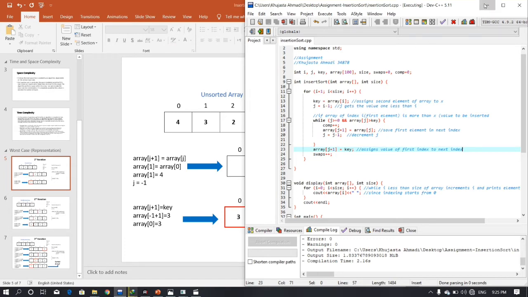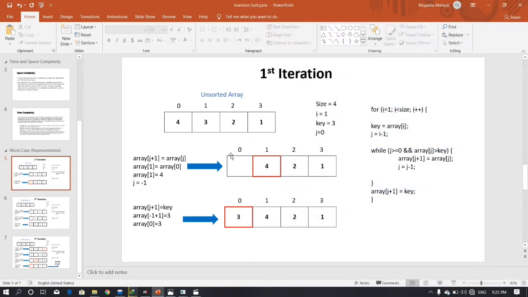So to explain this example in depth, which is the worst case of this algorithm, an array that's in descending order, we have this unsorted array with us. What it does is it starts with i equals 1, and then it assigns array of i, which is 3, to key, and it assigns i minus 1 to j, which is 0. So these are the variables which we will be working with throughout this entire algorithm.